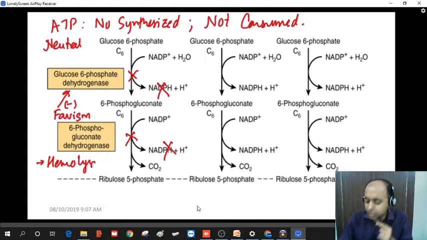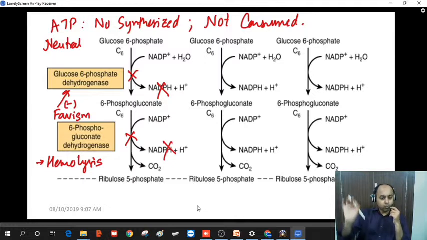As a result, when there is oxidative stress, we will find hemolysis. So G6PD deficiency, also known as favism, results in hemolysis during oxidative stress. This has been described as the most common enzyme deficiency disorder in humans. However, it is not very severe. It will present only when the individual is exposed to severe oxidative stress. Otherwise, it will not be seen.